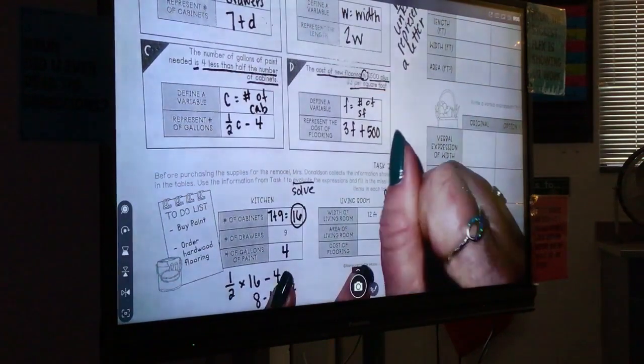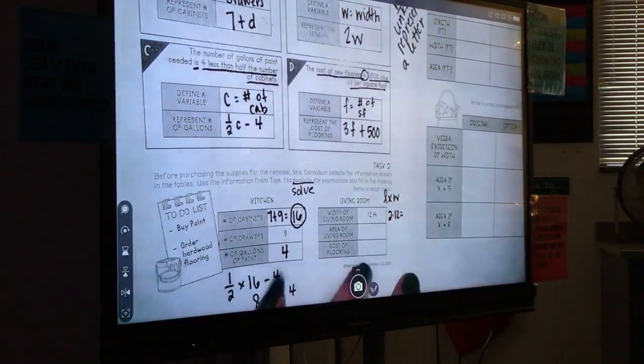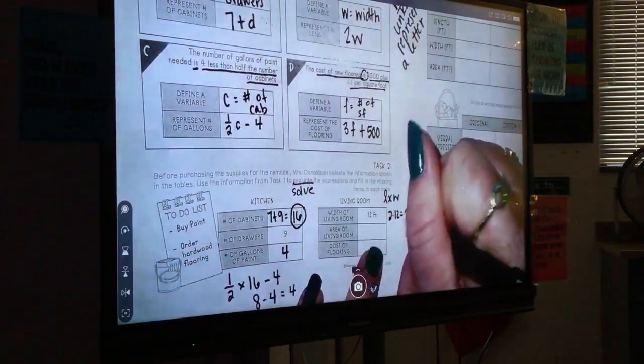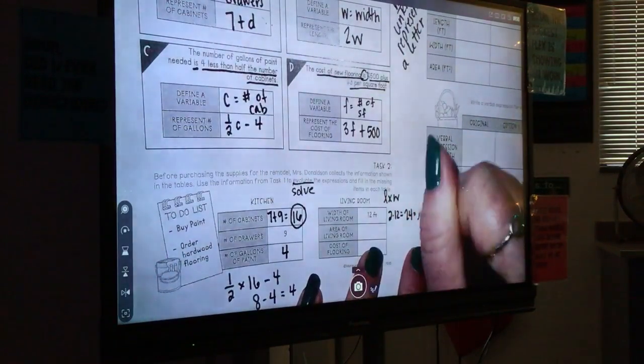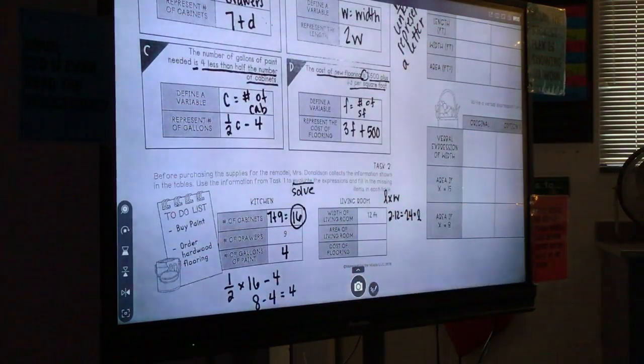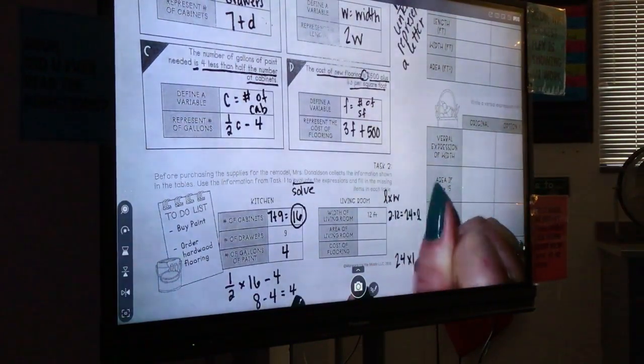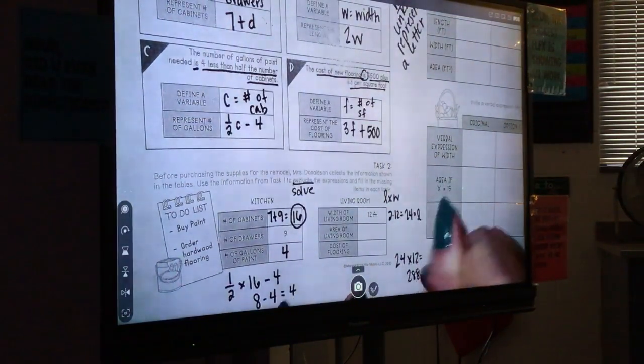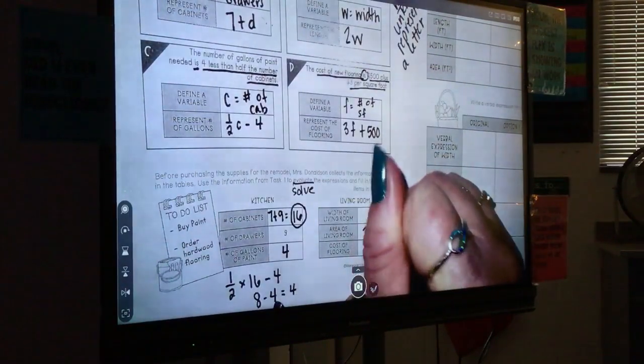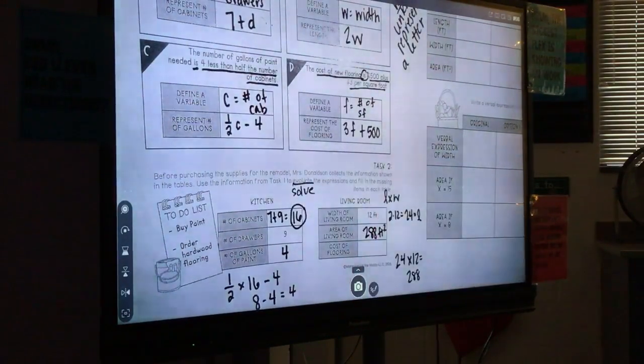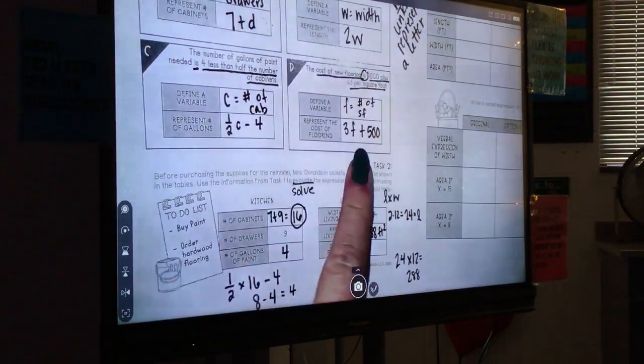So you're going to do 2 times 12, which gives you what? 24. This equals our length. What is our width? 12. So then I have to do 24 times 12, which gives me 288. So the area of our living room is 288 feet squared. Now, what do I do with that 288? I use my next expression, right?